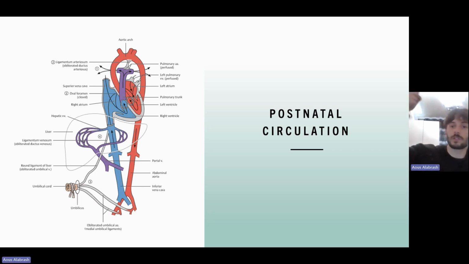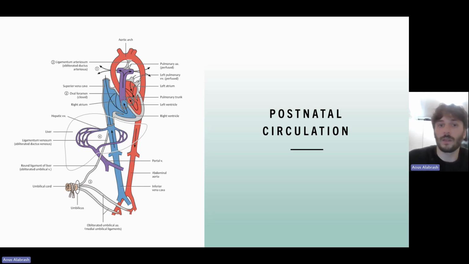So the ductus arteriosus closes, and this causes the blood to now flow to the lungs. Since the blood is flowing into the lungs, this increases the pressure in the left atrium, because now the blood has to go back to the left atrium through the pulmonary veins. Simultaneously, the pressure in the right atrium decreases. Why? Because of the cessation of the flow of placental blood.